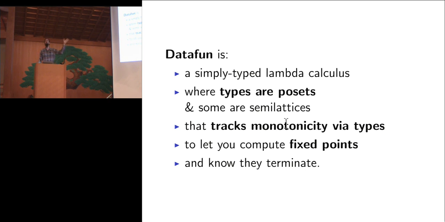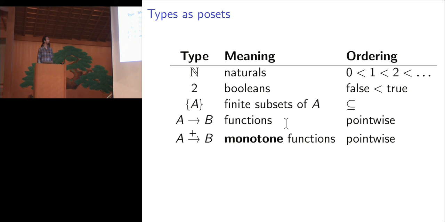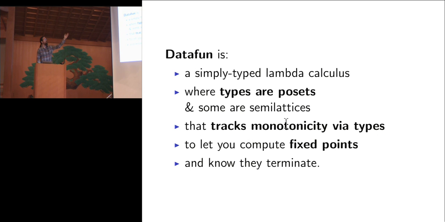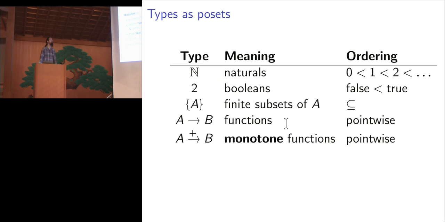And all of this, of course, is to let us compute these fixed points. That's the point. And we want to know they terminate. Datafun is a strongly terminating language. No looping forever. All right, the rest of my talk is going to be going through those bolded things in order. First, I'm going to talk about types as posets, then about tracking monotonicity, then about fixed points.